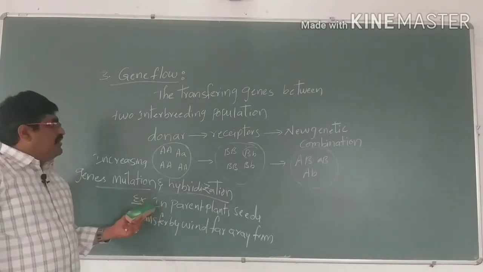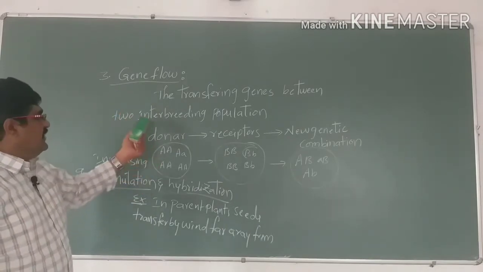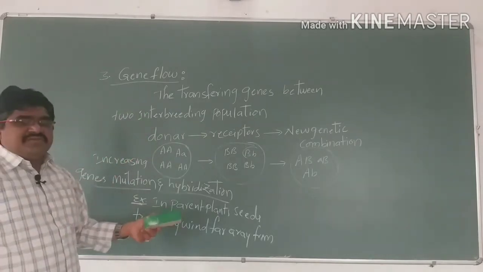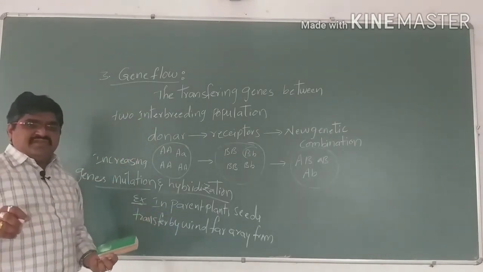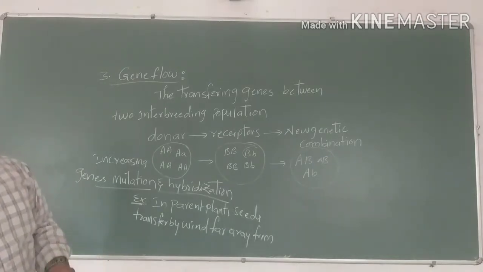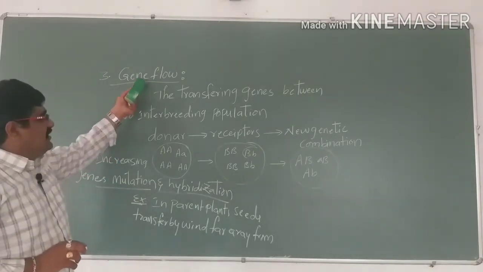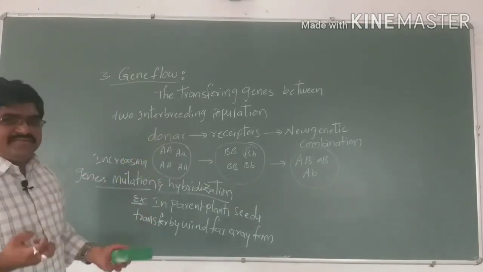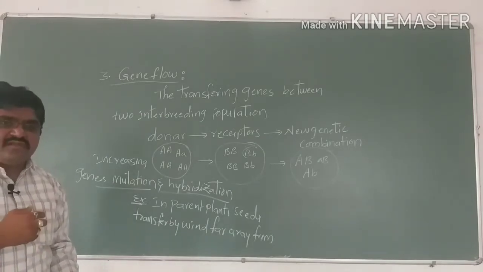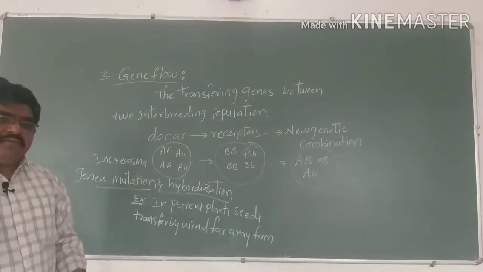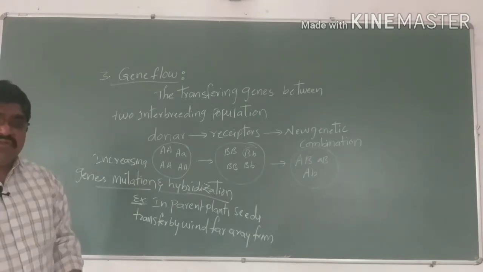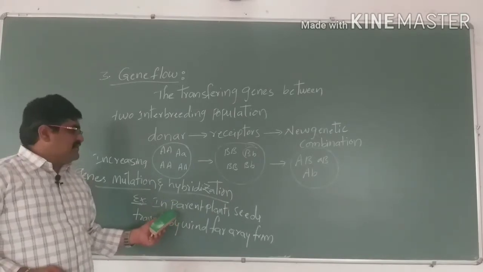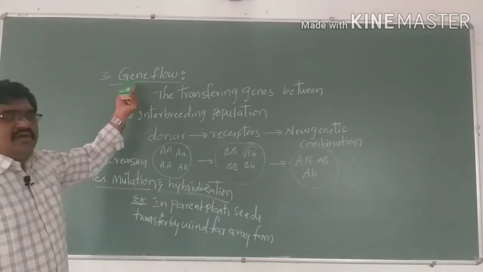That is an example where two interbreeding populations are helpful for the transferring of genes between them to produce new genetic combinations, and we call that gene flow. Or, otherwise, the seeds produced by the parental plants are carried by the wind far away from the parental plant, where a new species is formed with new recombinant characters. That is the main factor in gene flow.